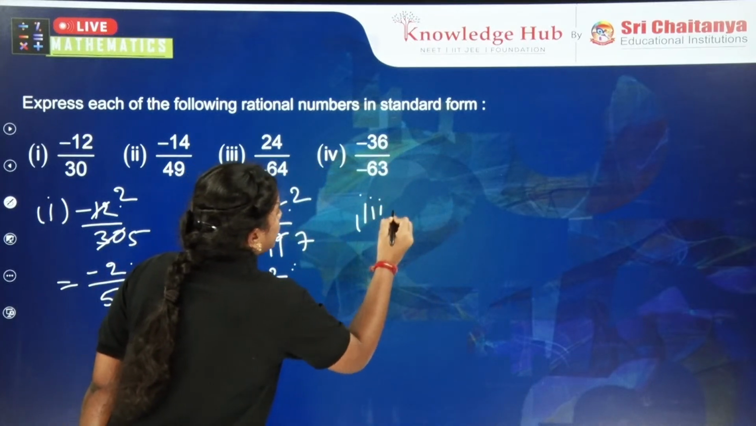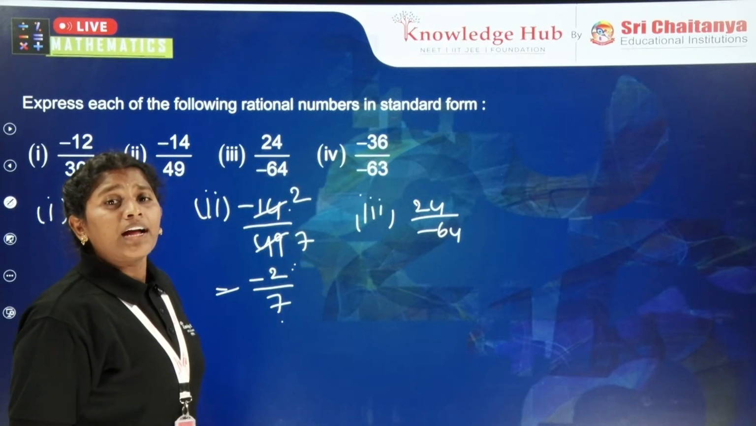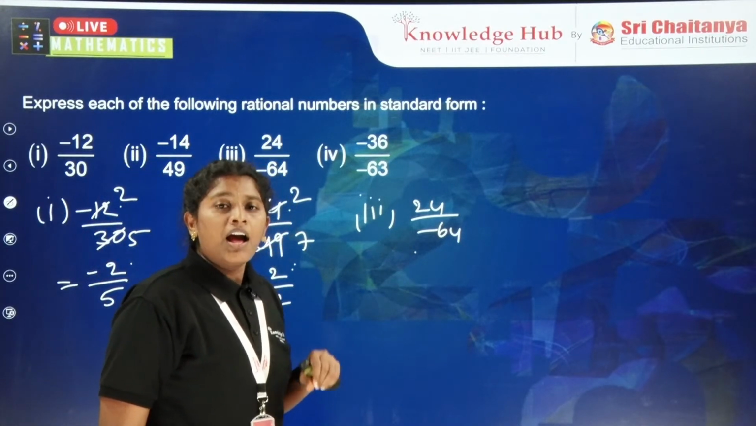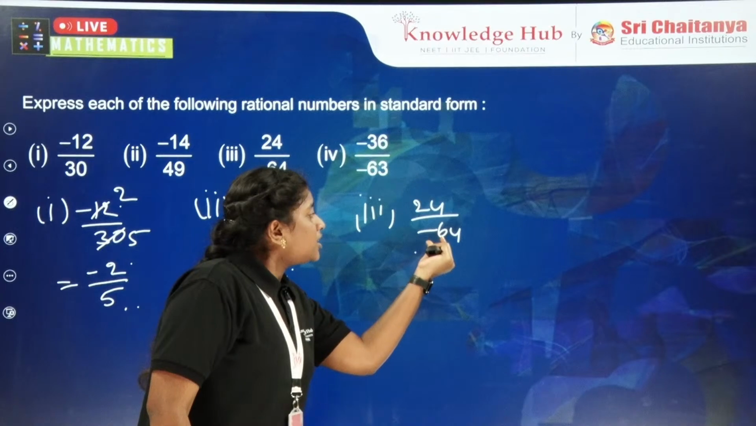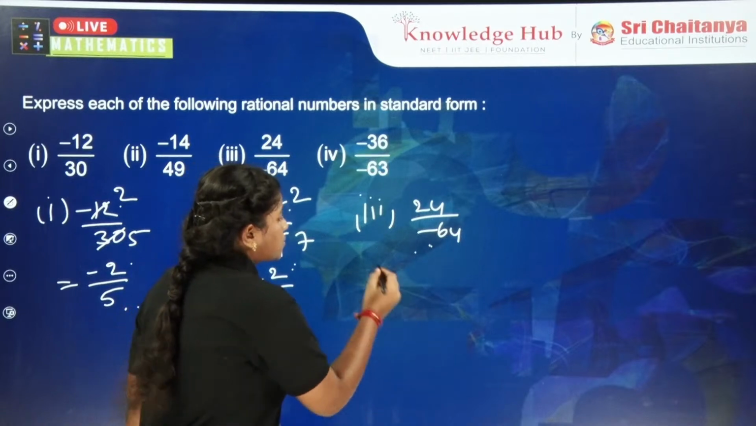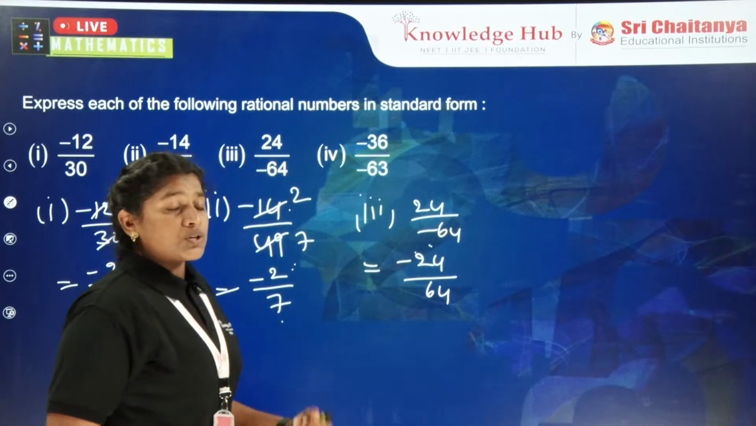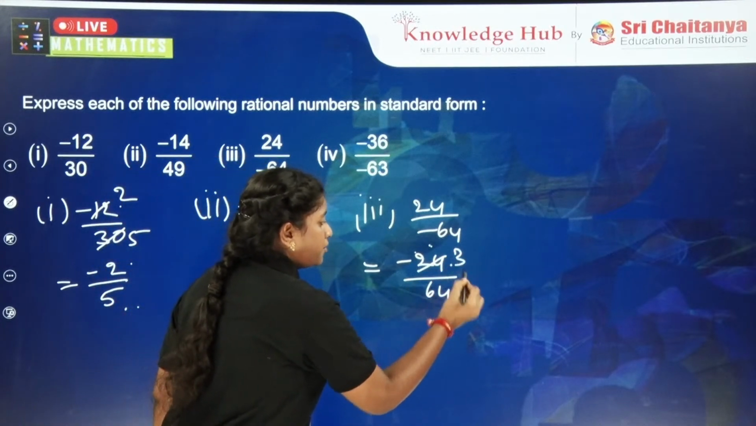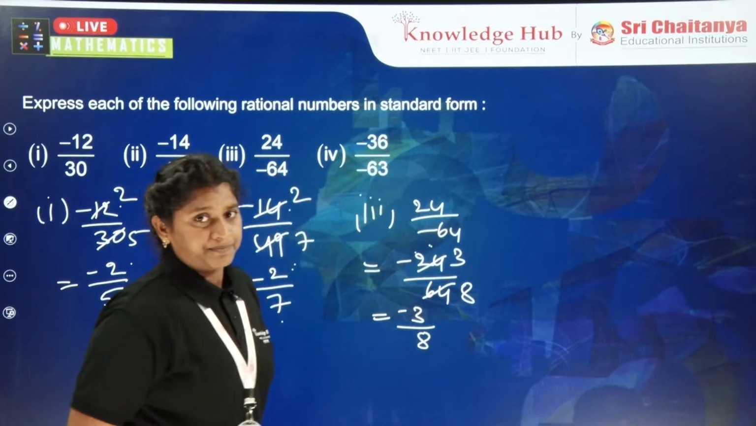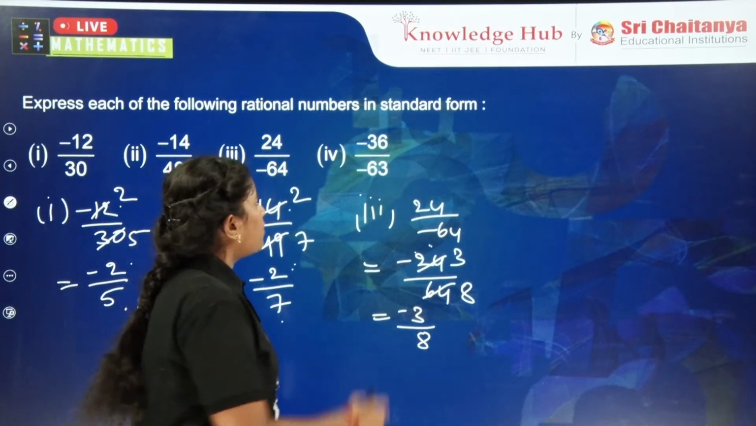Coming to the third one, it is 24 by minus 64. In order to convert the given fraction into the simplest form, we have to eliminate the negative sign from the denominator. How can we eliminate it? On multiplying the numerator and denominator by minus, the minus in the denominator will be eliminated. So now it becomes minus 24 by 64. Now 8 3s are 24 and 8 8s are 64. So it becomes minus 3 by 8. Now 3 and 8 have only 1 as the common factor. Now let's solve the fourth one.